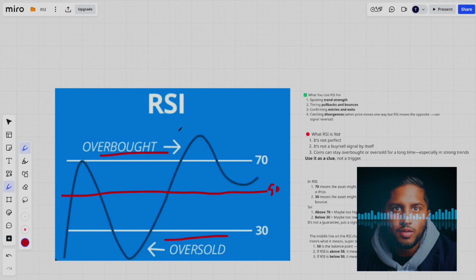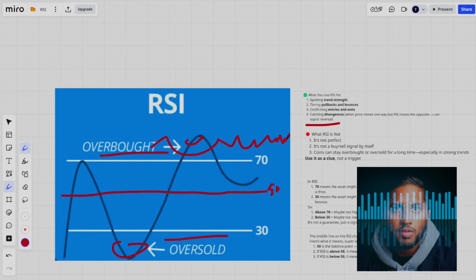So what do you use RSI for? You need to spot trend strength, timing pullbacks and bounces, confirm your entries and exits, and catch divergences, which I'll show you in the chart. When price moves one way, but RSI moves the opposite, it can signal a reversal. We'll actually talk about that here in just a second. What RSI is not: it is not perfect. If you just rely on these signals, you will lose. It's not a buy or sell signal by itself. Coins can stay overbought and oversold for a long time, especially when strong trends are happening. So just use it as a clue, not a trigger.